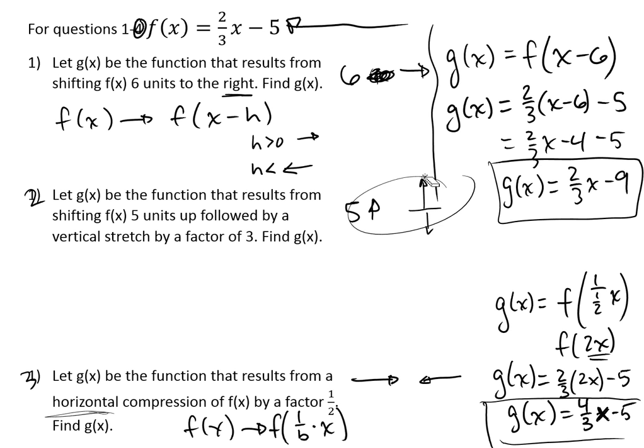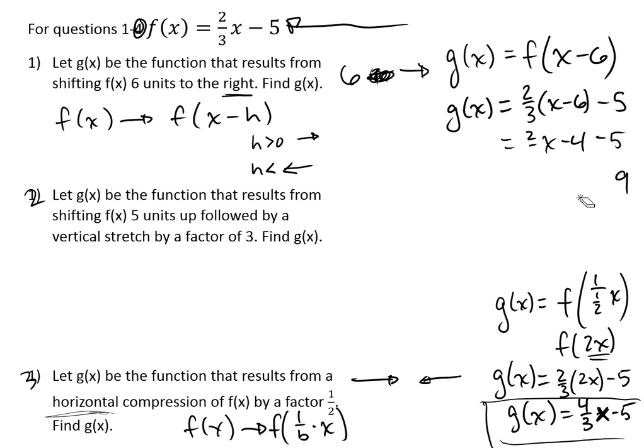I need to make myself a little bit of room to do this question, so I'm going to erase some of this stuff from question 1. Sorry, it's gone. So let's do question number 2. Question 2 has two steps. First of all, we're going to be shifting everything up 5 units, and then we're going to be doing a vertical stretch by a factor of 3. So let's move everything up 5 units first.